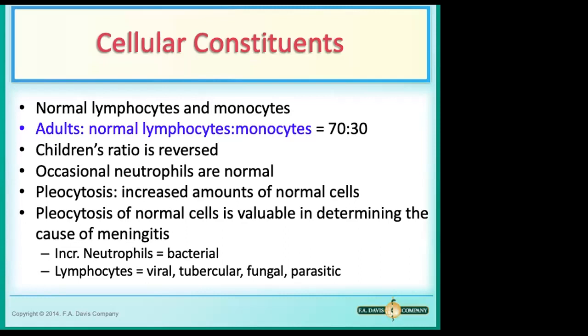When you say meningitis, that's an infection of the meninges. So again, typically when you see a high white blood cell count of which the majority of the cells are neutrophils, that can be indicative of bacterial meningitis. And if you see a white blood cell count with a high percentage of lymphocytes and monocytes that are elevated, that can be some sort of viral, tubercular, fungal, or parasitic meningitis. So that's something that we need to investigate a little bit further.